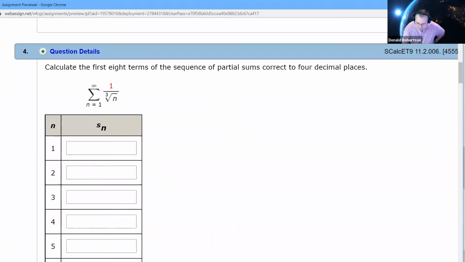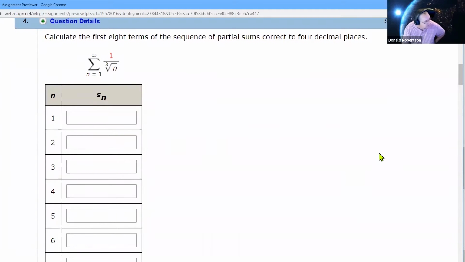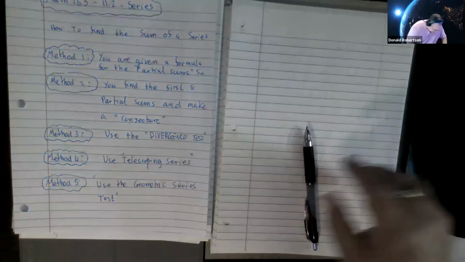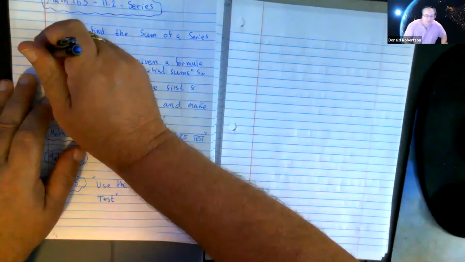Now, I guess do you want to go here? Do you want to go there? I'll go here. Right, here we go. Let's show you now a second technique. So if somebody gives you a partial sum formula, just find the limit of that partial sum. If it's a number, it converges. If it's not, the second method is you find the first 5, 6, 7, 10, 8 partial sums and you make a conjecture.